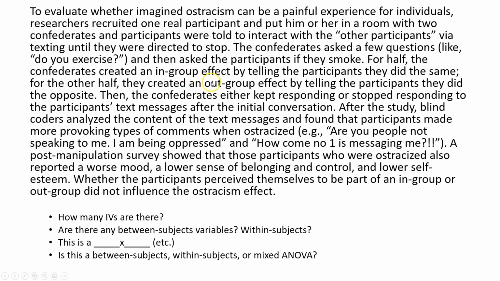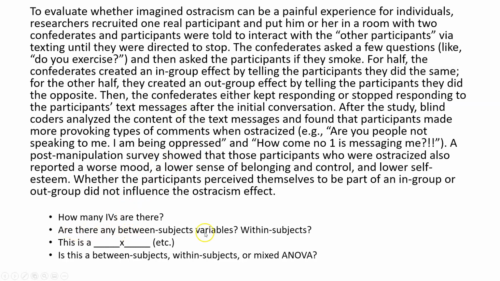The second factor, the second independent variable, I don't know what to call this one either. Maybe inclusion? Well, it's not necessarily inclusion. It could be exclusion. So maybe this isn't a word, but let's call it clusion. It could be inclusion or exclusion. They kept responding or they stopped responding. So they either kept responding to the text message or they stopped responding to the participants' text messages. And so we've got this other variable of clusion.